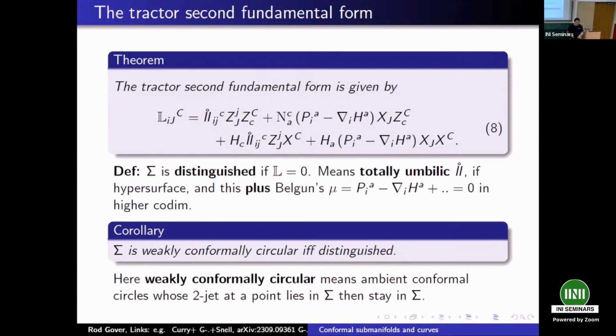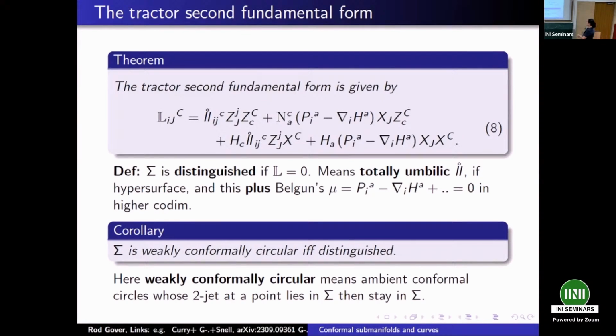Now I want to introduce a definition. So I talked about distinguished submanifolds in the sphere. So let me say that a submanifold generally is distinguished if L equals 0. So if this tractor second fundamental form is 0, why not? Now, if you're on the sphere, this boils down to it just being totally umbilic. But in general, it's more than that.